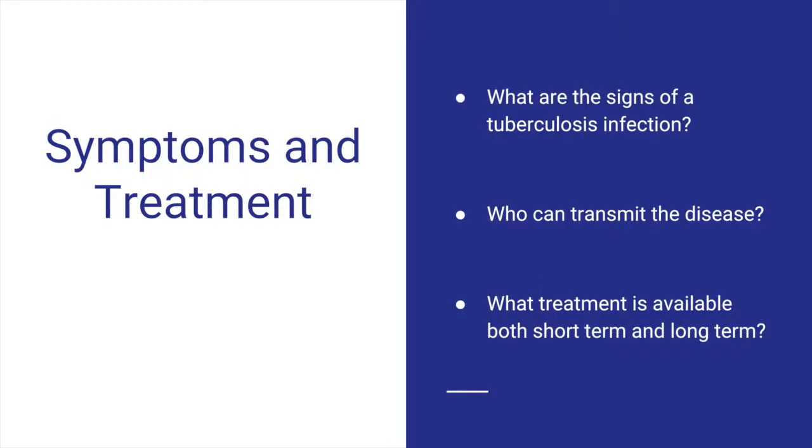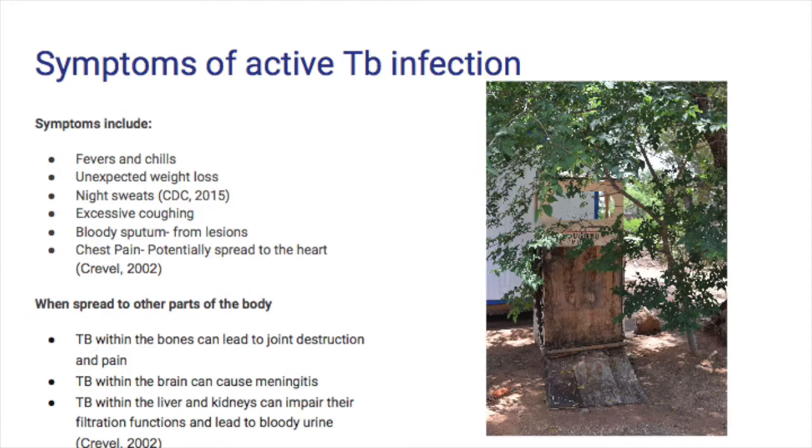So now I'll briefly talk about what the symptoms of tuberculosis are. So what are the signs of an infection, who can transmit the disease, and what the treatment options are for both short-term and long-term. So if TB begins that active form, if it is proliferating, a lot of symptoms will include the following. So fevers and chills, unexpected weight loss is often mentioned with tuberculosis, and has been studied to show that people who do have that unexpected weight loss are at more risk for death by tuberculosis.